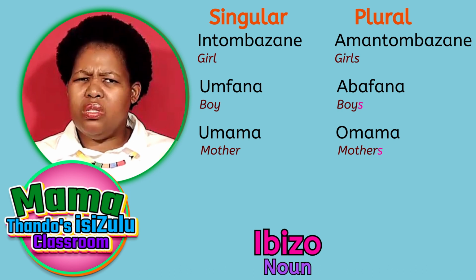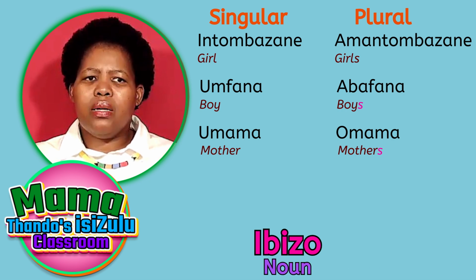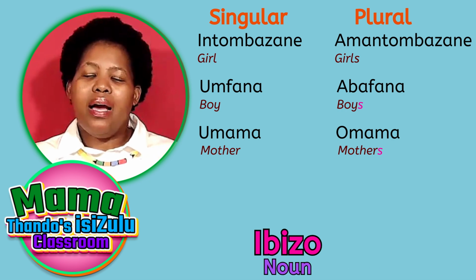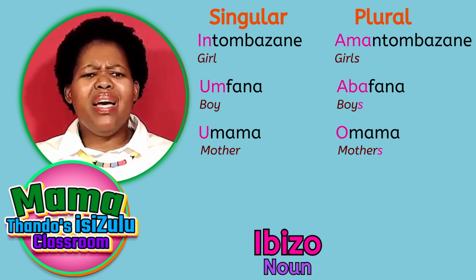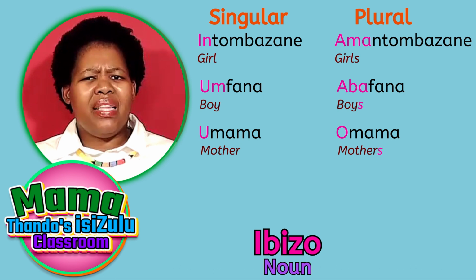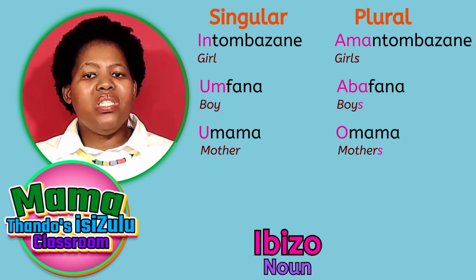Look at those words. Look at the English ones first. When the word is plural, it ends with an S. Other English words will end with an ES when it's plural. But look at the isiZulu nouns. They don't change at the end of the noun. They change at the start, the beginning. Look at intombazane. When it was just one girl, it started with the letters IN. Then, when it was girls, it started with AMA, A-M-A.